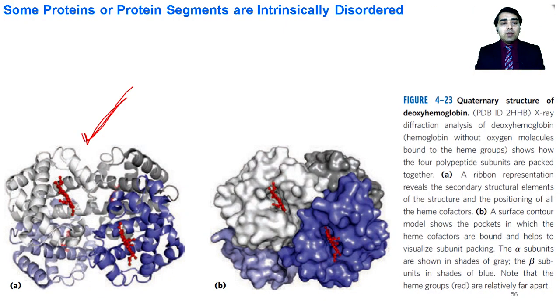We can see a ribbon model of the hemoglobin protein containing 2 alpha subunits shown in gray and 2 beta subunits shown in blue. And the red ones are the heme groups. This is the first heme group, this is the second one, this is the third one on the other side, and this is the fourth one. This is the surface contour model of the hemoglobin protein. Again, these are the alpha subunits and these 2 are beta subunits, and 2 of the heme groups are shown here in red and 2 heme groups are on the other side.